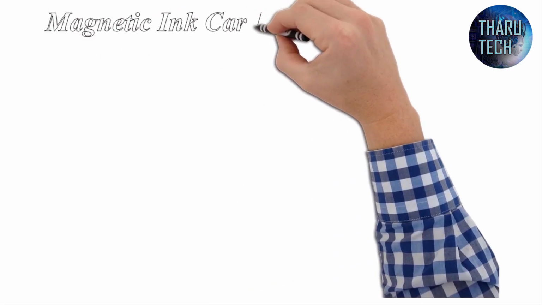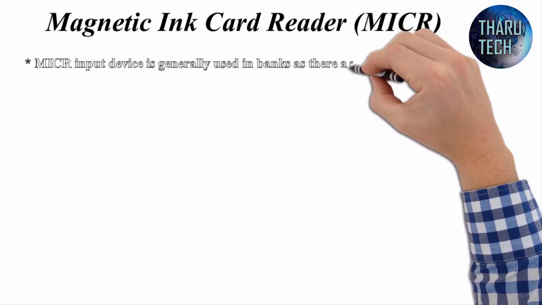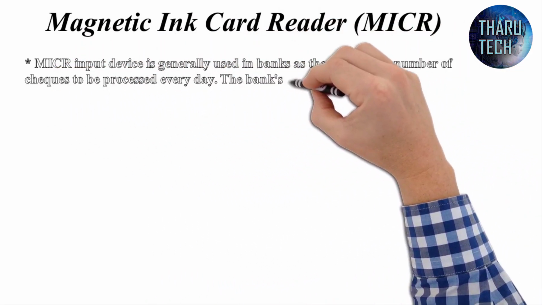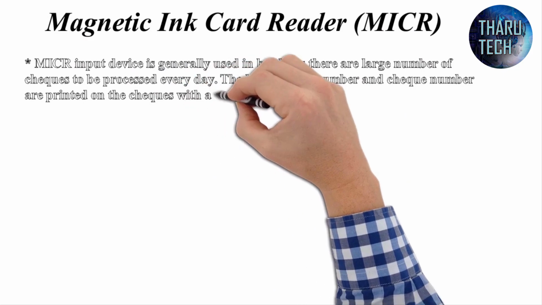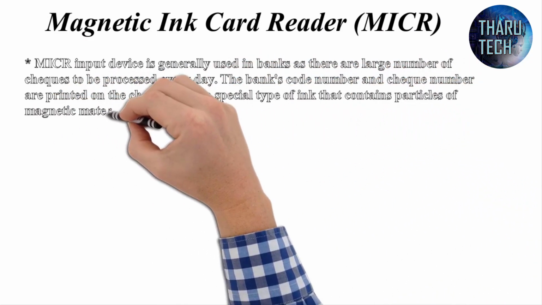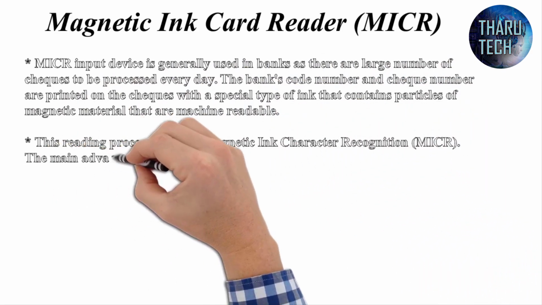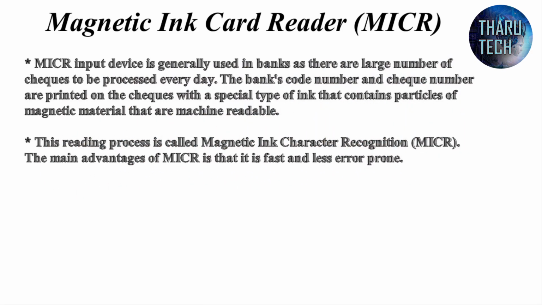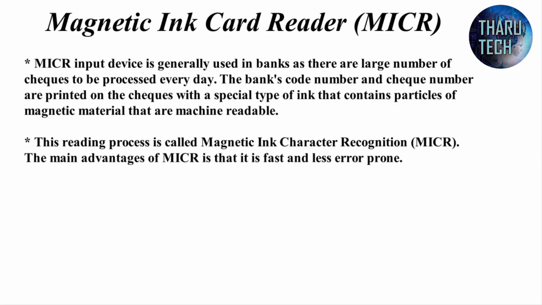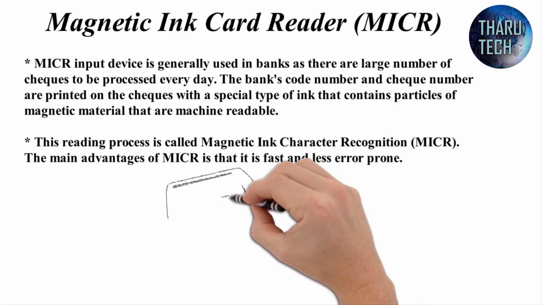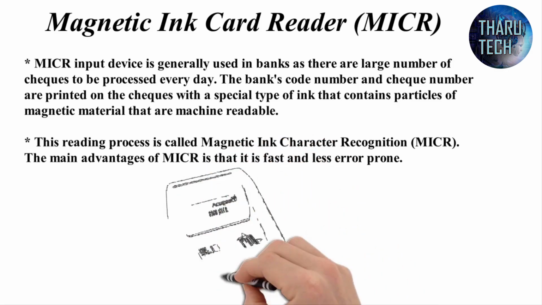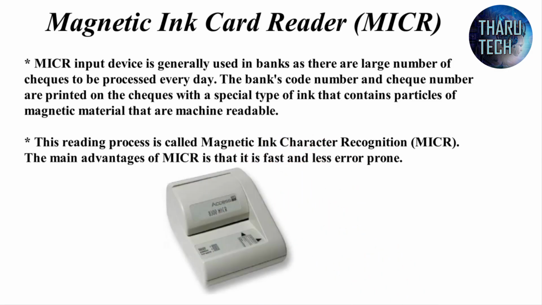Magnetic Ink Card Reader, MICR. Magnetic ink card reader input device is generally used in banks as there are a large number of checks to be processed every day. The bank's code number and check number are printed on the checks with a special type of ink that contains particles of magnetic material that are machine readable. This reading process is called magnetic ink character recognition, MICR. The main advantages of MICR are that it is fast and less error prone.